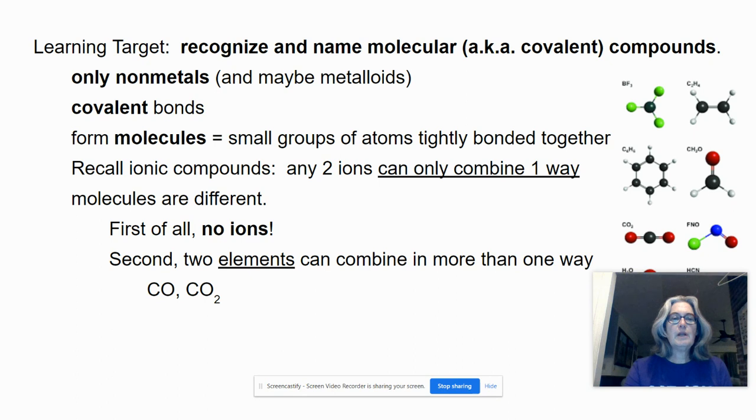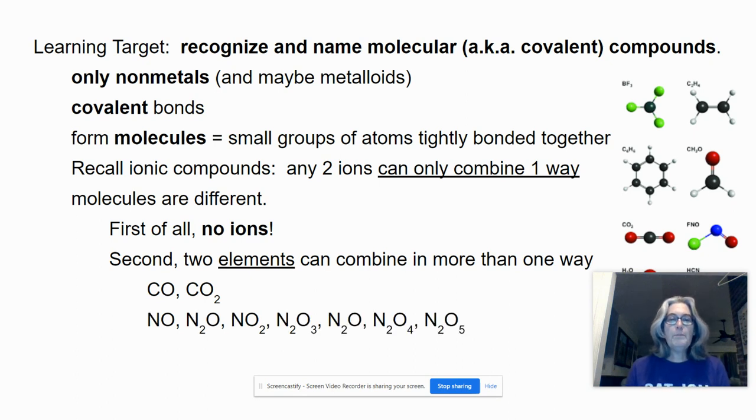Look at nitrogen and oxygen. There's a whole bunch of compounds of nitrogen and oxygen. So the names have got to tell us how many of each are in there. We no longer have the luxury of, like with the ionic, just naming two ions and saying, hey, there's only one way these guys can combine, so all we have to do is tell you what's in it. We have to tell you how many of each are in the molecule. And so we're going to use fake Greek prefixes, Greek-sounding number prefixes, to tell you how many of each.